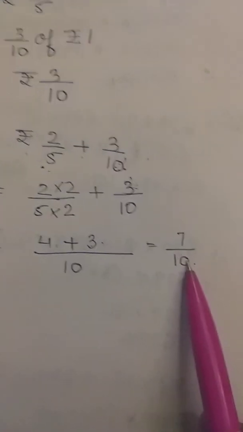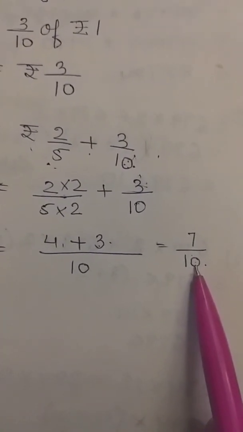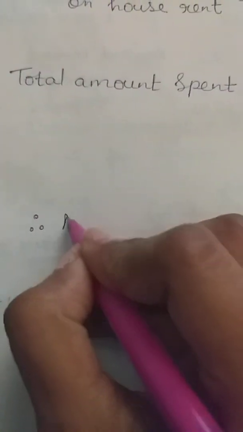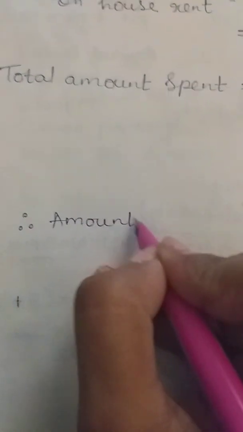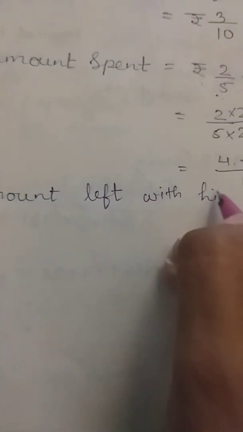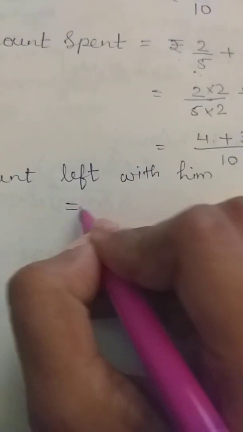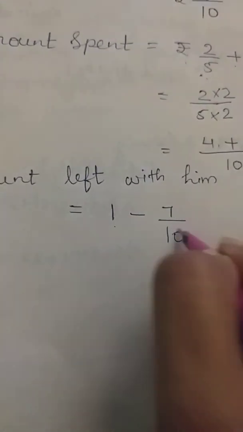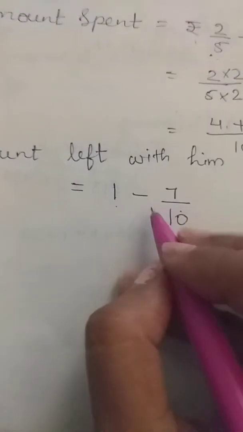So since 7/10 is nothing but the amount spent by him, now we have to find the amount left with him. Again the whole amount we will be taking as 1. So therefore this is our final answer. Amount left with him is equal to 1 minus 7/10. So total amount minus the amount spent will be the amount left with him.